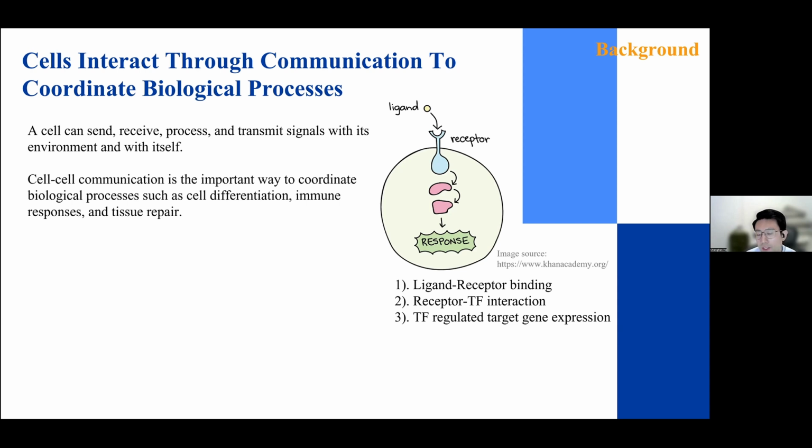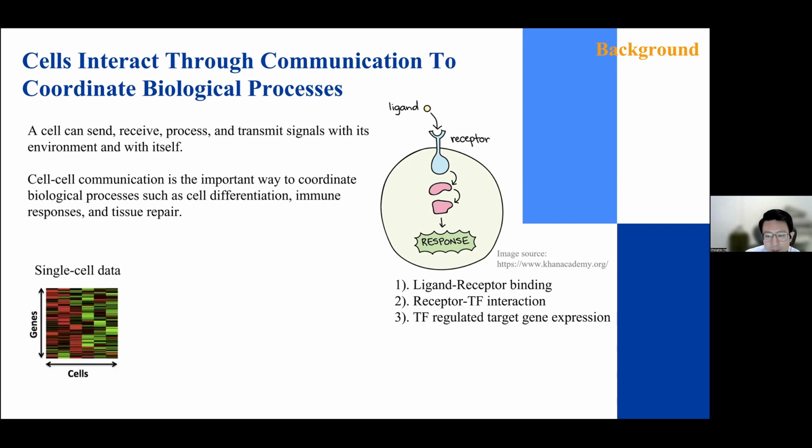So we can separate this into the following three steps: ligand-receptor binding, receptor-TF interaction, and then TF activating the target gene expression. These are the structure for the cell-cell communication we are considering in this research. Of course, in reality it may be much more complicated than these three steps. It can have a lot of genes involved. But we separate this into these three basic layers.